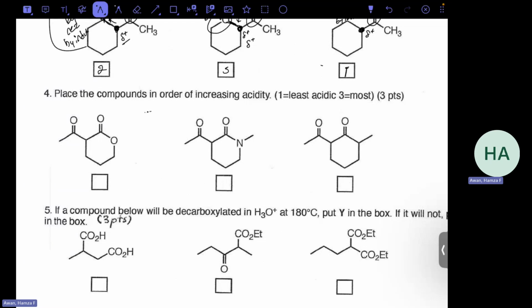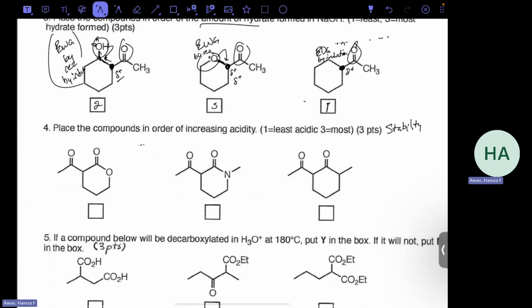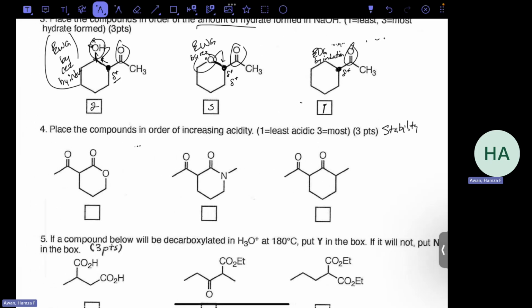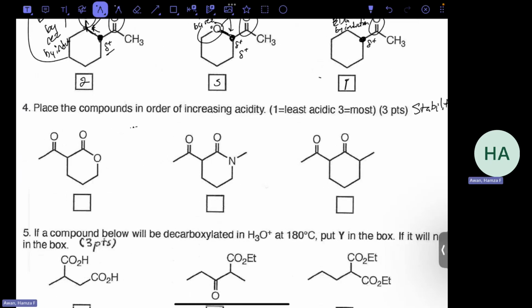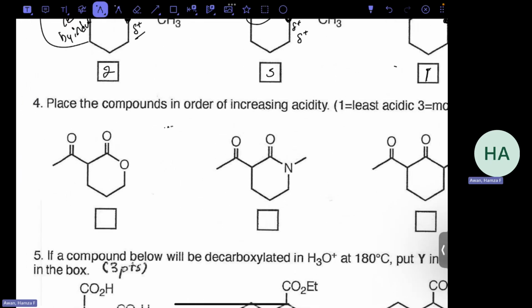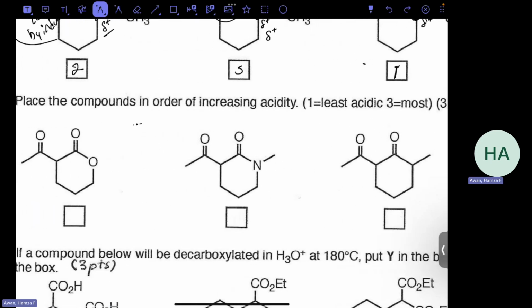So place the compounds in order of increasing acidity. We're going to go by the same thing this time, by the stability, right? And we're going to do something very similar to what we had above. So we have beta keto esters, beta keto amides, and beta keto ketones, or I don't know the terminology for this. It's not an anhydride, but I forgot what it was.